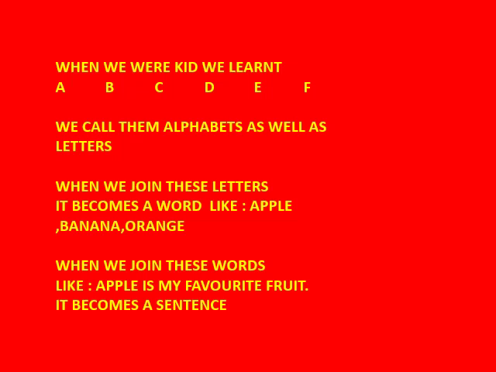We all know that when we were kids, we started our learning with A, B, C, D, E, F. And we call them alphabets as well as letters. And when we join these letters, it becomes a word, like A P P L E, apple; B A N A N A, banana; O R A N G E, orange. So here we knew that when we join these letters, it becomes a word.